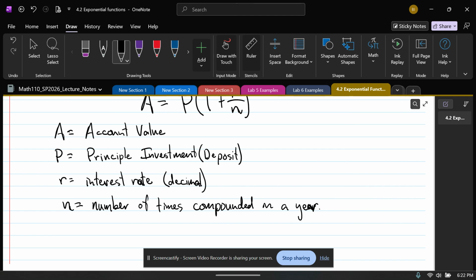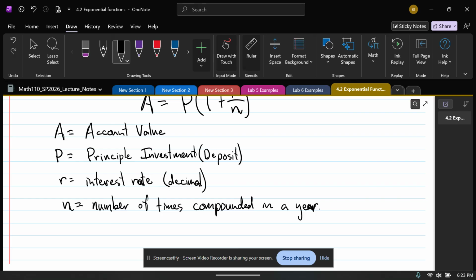Anyway, any of the banks in town, if you go get a savings account, they typically give you your interest quarterly, which quarterly means 4 times a year. That's typically how they do interest. So the N would be 4. You can find accounts that give you interest monthly. So N would be 12.